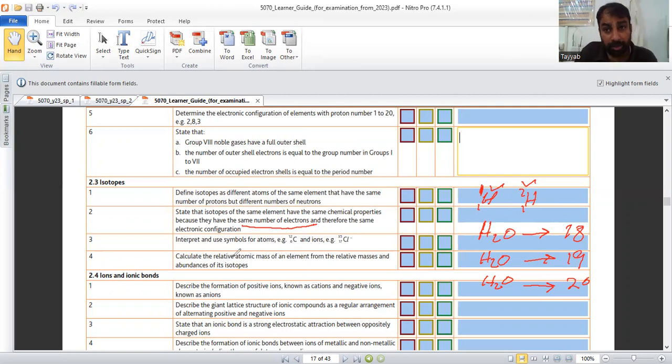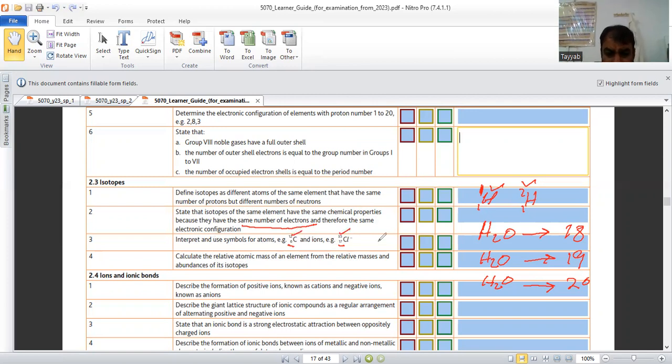Clear? For example, sodium when reacting with oxygen forms an ionic compound. Again, potassium when reacting with oxygen, where oxygen is constant, forms an ionic compound. So, the same chemical properties. Interpret and use the symbol for an atom. For example, carbon 12 with 6. Chlorine 35 with 17: the smaller number indicates the proton number and the larger number indicates the nucleon number.